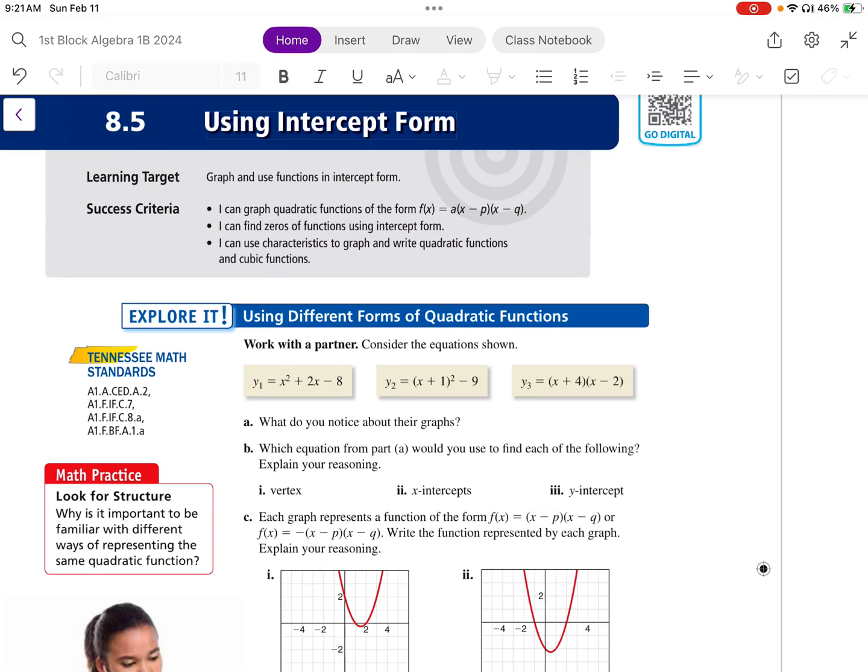using intercept form. Yes, indeed, we have another form of a quadratic equation. But once we see what this one looks like, I think it'll be pretty easy for you.